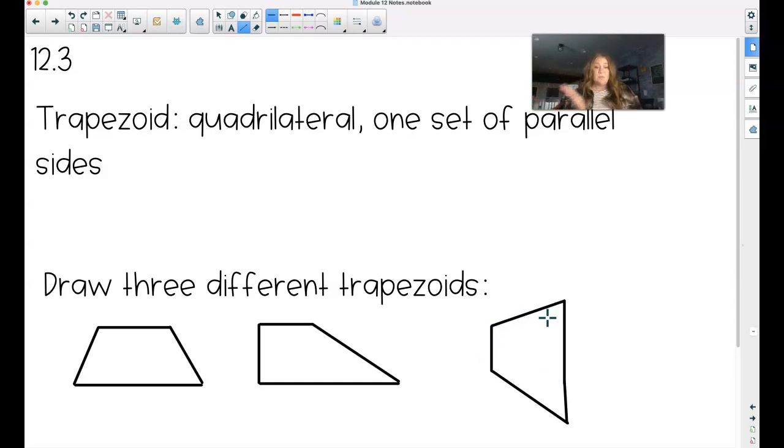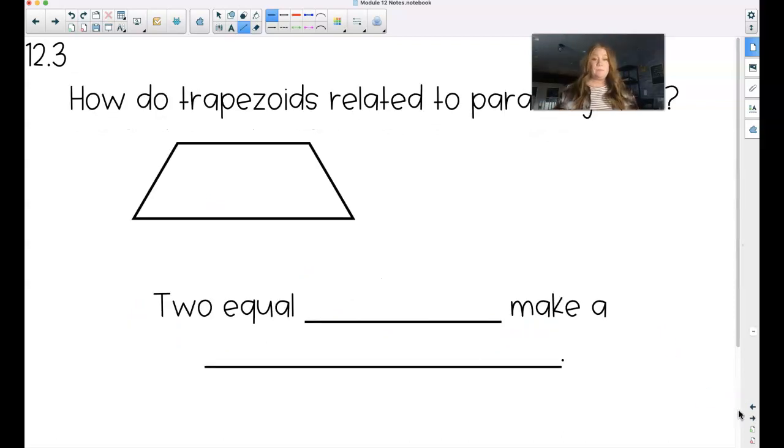So a trapezoid just has one set of parallel sides. So four-sided figure, one set of parallel sides. So go ahead and draw me 3 trapezoids there.